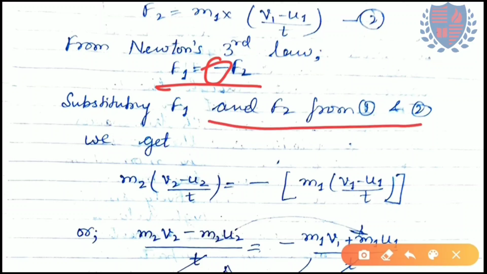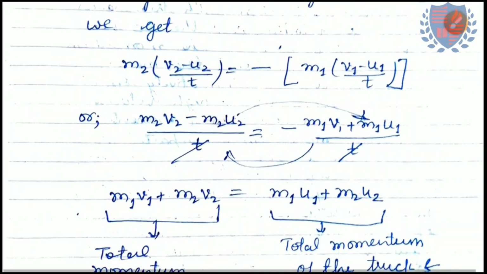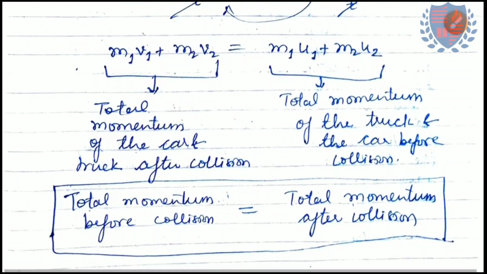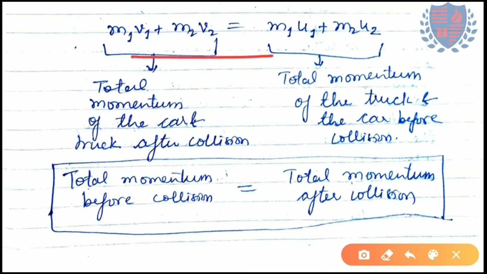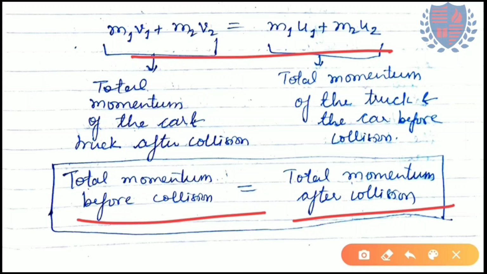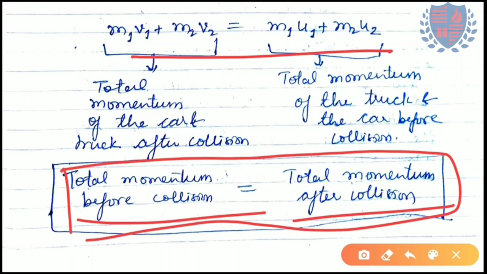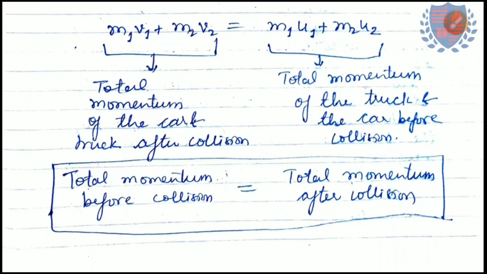Substituting equations F1 and F2 from 1 and 2, we get mass times acceleration of the truck, mass times acceleration of the car. Now, simplifying this, what do we get? We come to the conclusion that total momentum before collision is always equal to total momentum after collision. This is known as the law of conservation of momentum.